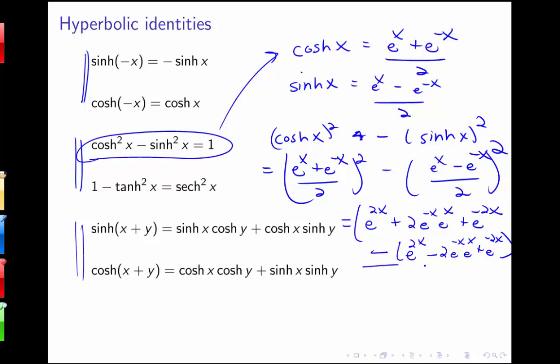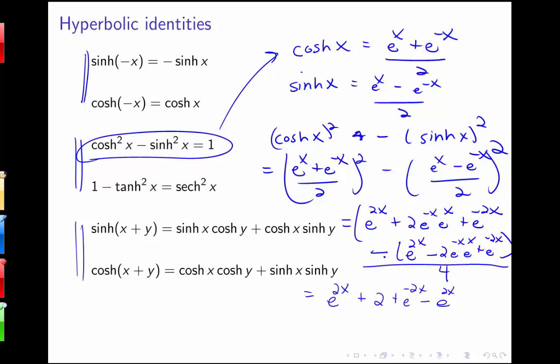And this would be all over 4, because I already have a common denominator here. So let's see, how does this simplify? Well, e to the negative x times e to the x would just be an e to the 0. So I'm going to have an e to the 2x plus 2 plus e to the negative 2x. Then this minus sign gets distributed, so we have minus e to the 2x.